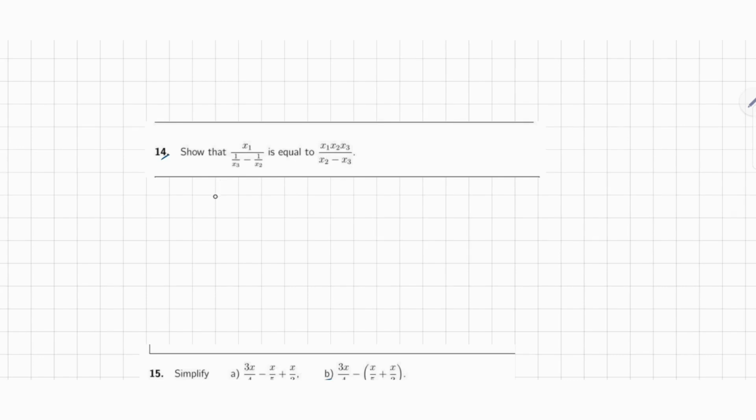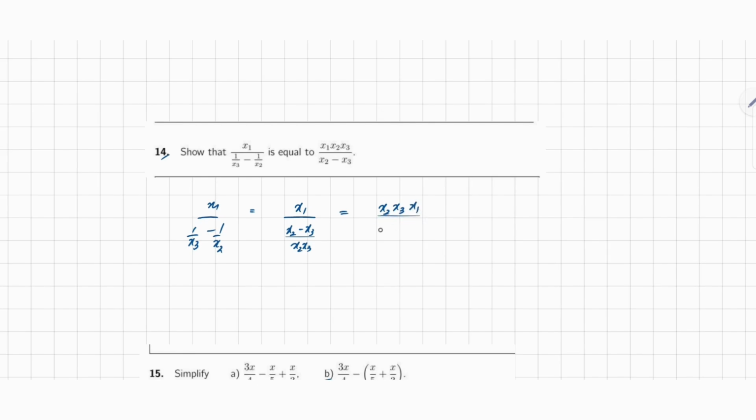For this question, we have the following expression. We can begin by simplifying the denominator. We need a common denominator here, so we cross multiply as there are no common factors. So we have x2 minus x3 over x2 times x3. To simplify the denominator further, we can multiply the numerator and denominator with x2 times x3.